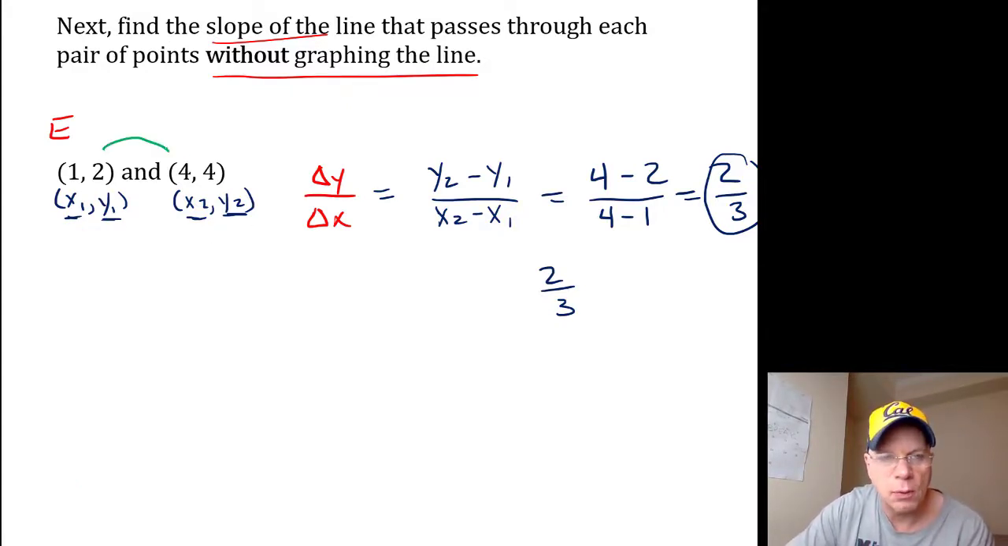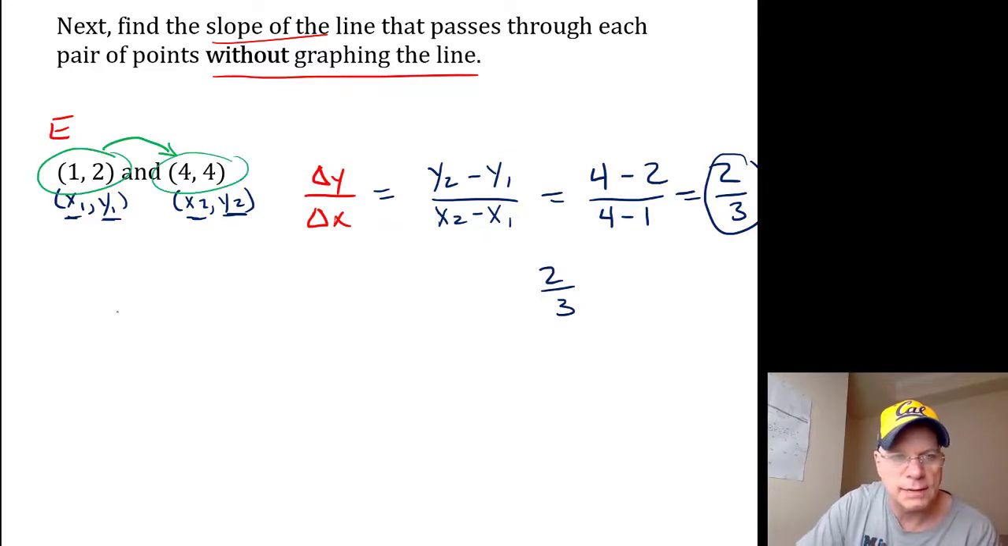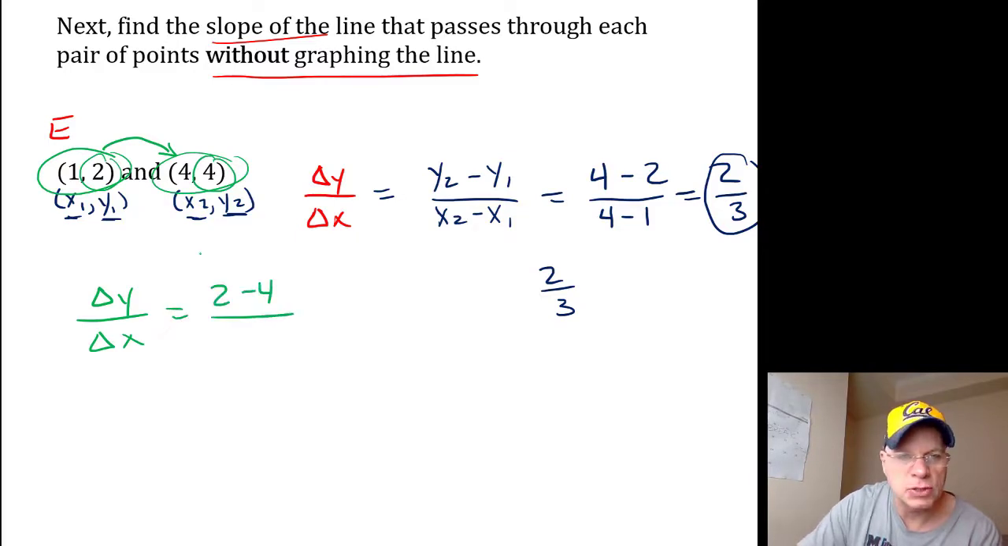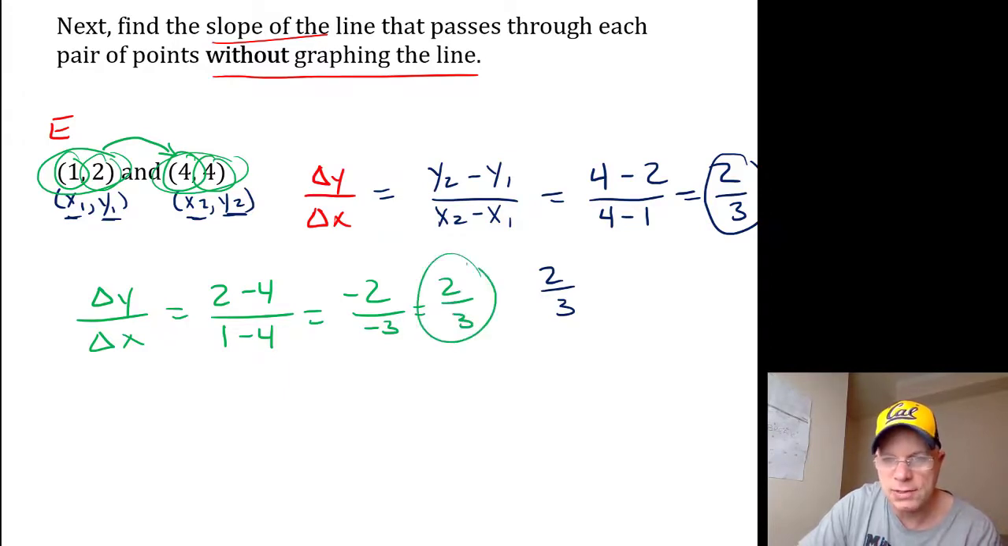Now, you're not going to have to do all this x1, y1, x2, y2 every single time. You just have to think about which way you are subtracting. Like, let's say I started with this one and subtracted this one. So we'll do it again, delta y over delta x. Just make sure you go in the same direction. If I'm doing 2 minus 4 for delta y, make sure you do 1 minus 4 for delta x. So I get negative 2 over negative 3. And then I would realize, oh, that's negative divided by negative. It's still positive 2/3.